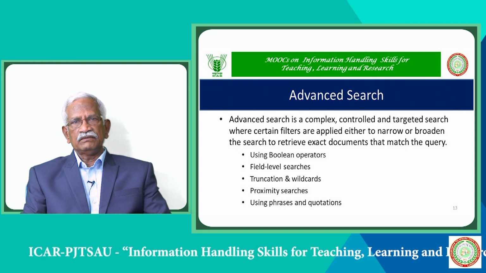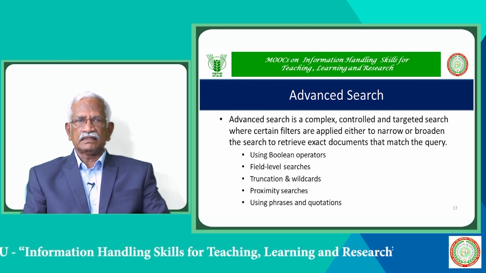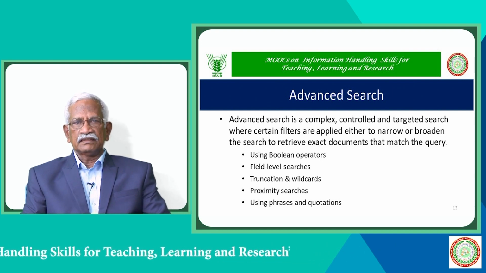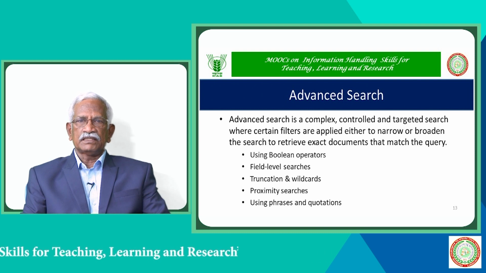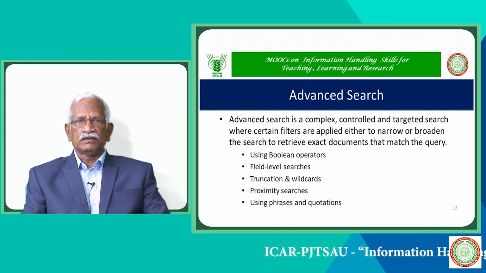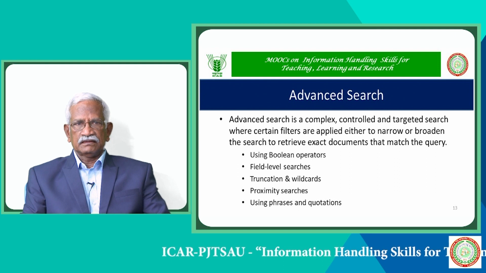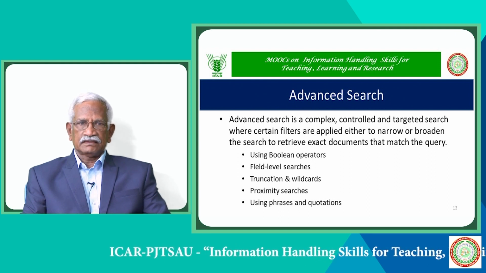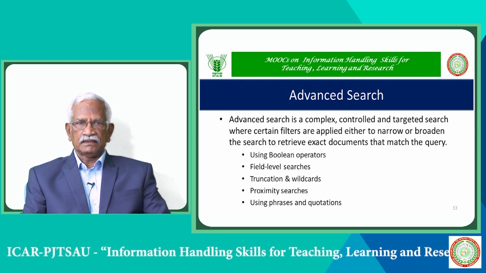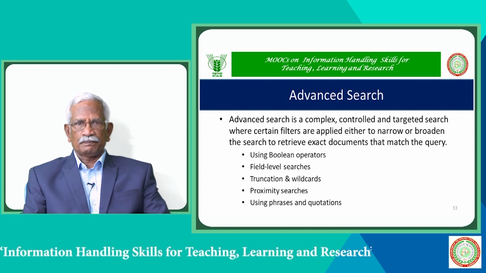Now, let us see what an advanced search is. An advanced search is a complex, controlled and targeted search where certain filters are applied either to narrow or broaden the search to retrieve exact documents that match the query. In this, there are various types of advanced search methods. Number 1 is Boolean operators. Number 2 is field level searches. Number 3, truncation and wildcards. Number 4, proximity searches. And lastly, you can use phrases and quotations.